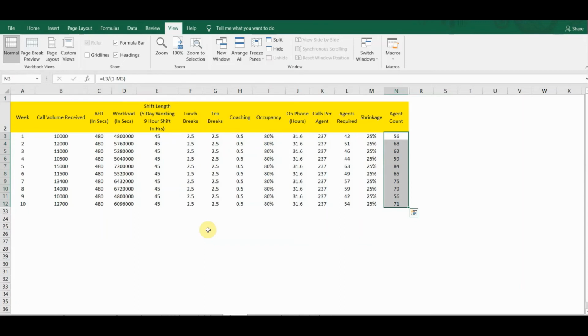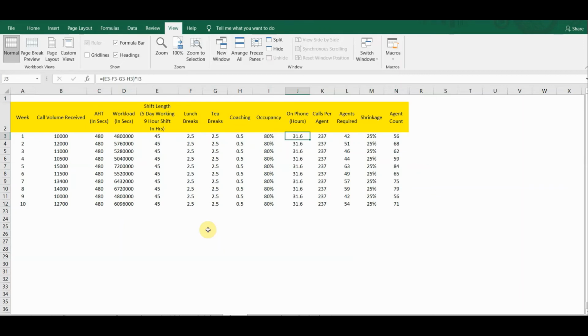To recap quickly: for calculating this, first you calculate the workload. You do that by multiplying call volume received with AHT. This gives you the workload. Then you plot the number of hours that you will get in a week and subtract the lunch breaks, tea breaks and coaching out of it and multiply the result with 80% of occupancy. You get the on-phone hours.